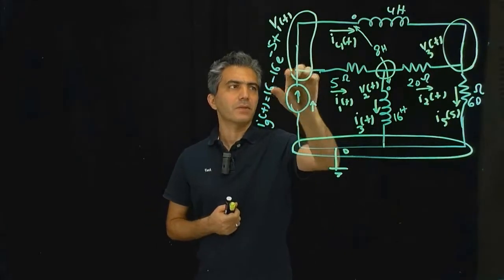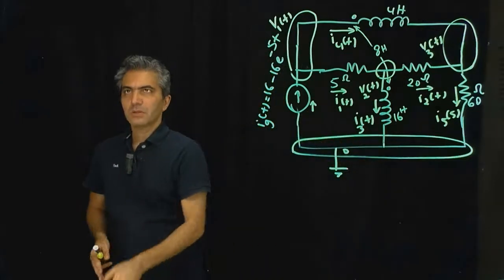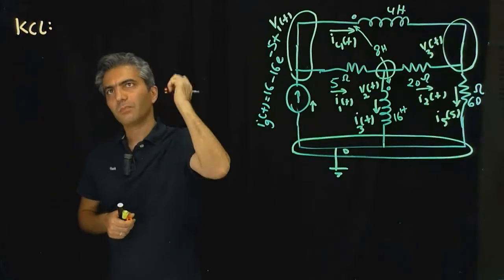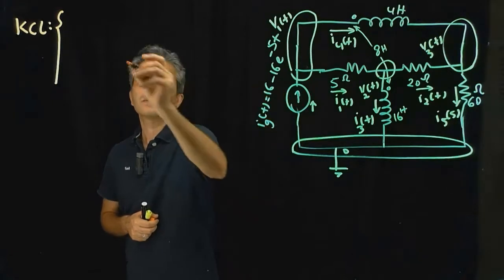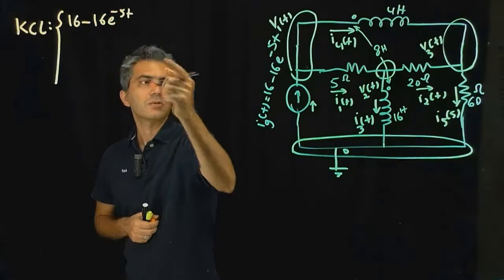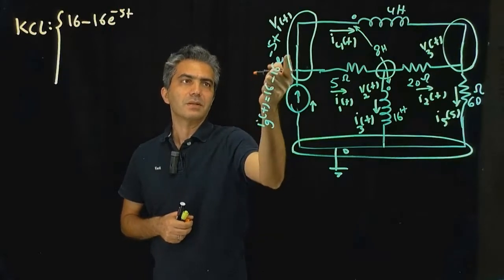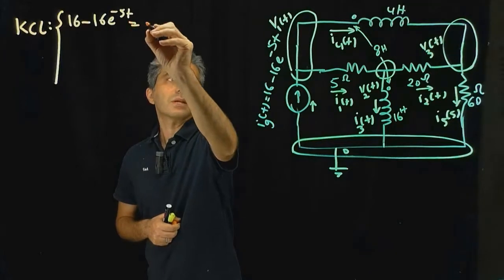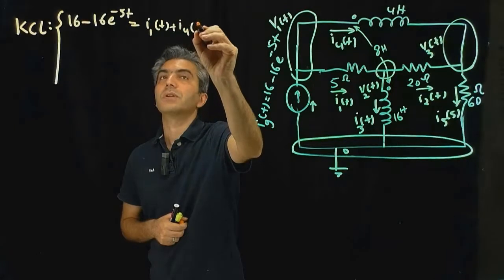So we have a KCL for this node, we have a KCL for that node, and a KCL for this node. 3 KCLs. So we're going to write the KCL equations first. KCL for this node: Ig(t), which is that 16 minus 16e^(-5t). That's the equation for that current, right? It says Ig(t) is that equation, going into that node, and these two currents are leaving. So that's equal to I1(t) plus I4(t).